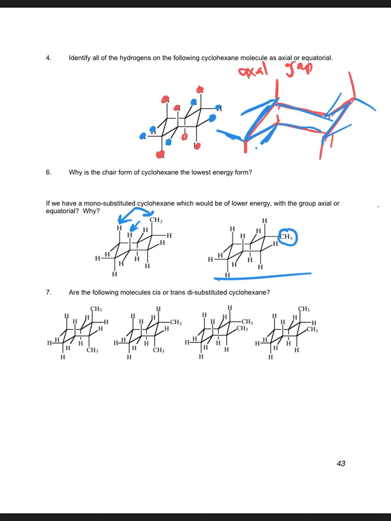Okay, so now on the last one here, cis or trans disubstituted, we have a methyl up and a methyl down, so they are trans to one another. We have this methyl down. This methyl is down because this hydrogen is up on that carbon, so they are both down, so they are cis to one another. This methyl is up, this methyl is down, so they are trans, and these two methyls are both up, so they are cis.